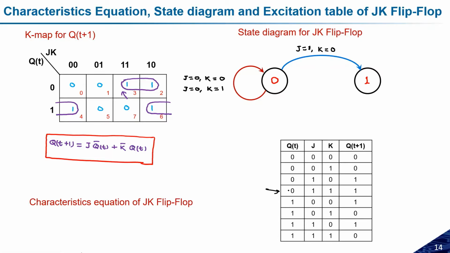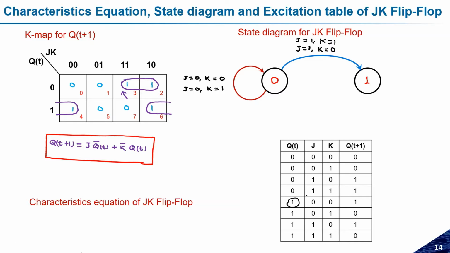Let us try to see this fourth one. If Q(t) is equal to 0 and both are 1, 1, then again I will get from 0 to 1. So it will shift from 0 to 1 if J is equal to 1, K is equal to 1. So J is equal to 1 and K is equal to 1. For this case as well, I will get the same state change. Okay, now let us talk about the other four cases.